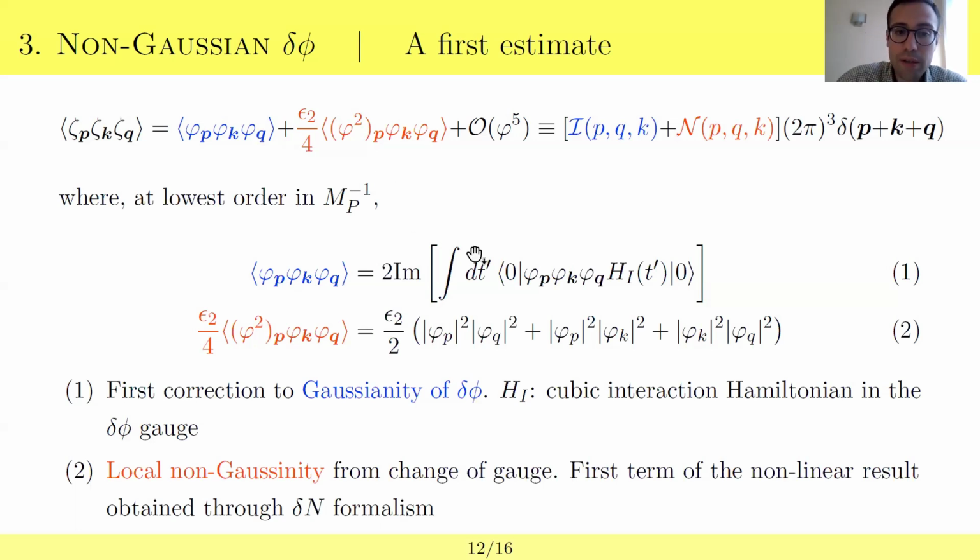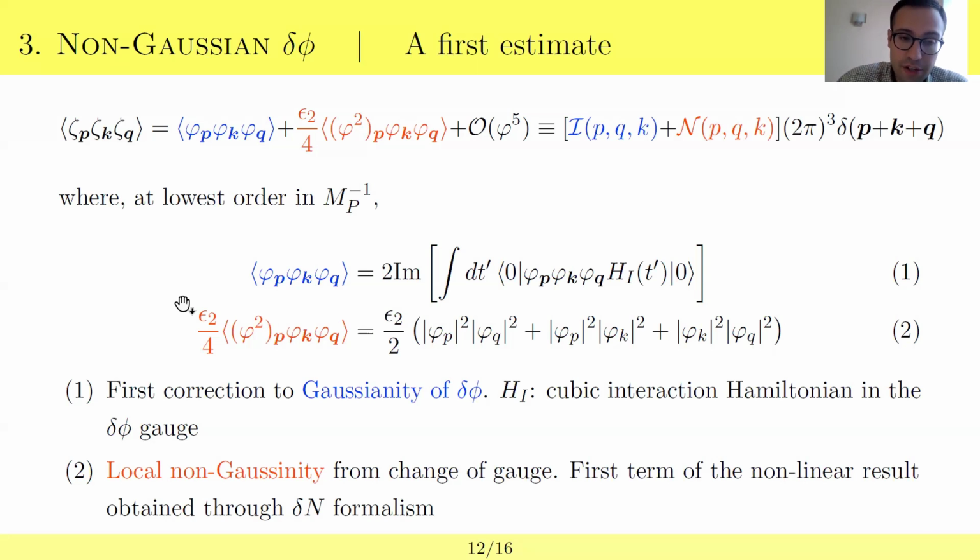In other words, this formula comes from the in-in formalism. This contribution will only be non-zero if the inflaton field has self-interactions, which are encoded in this cubic interaction Hamiltonian that appears in the formula to compute the bispectrum of zeta. This other contribution, on the other hand, will be non-zero even if delta phi is a Gaussian field.